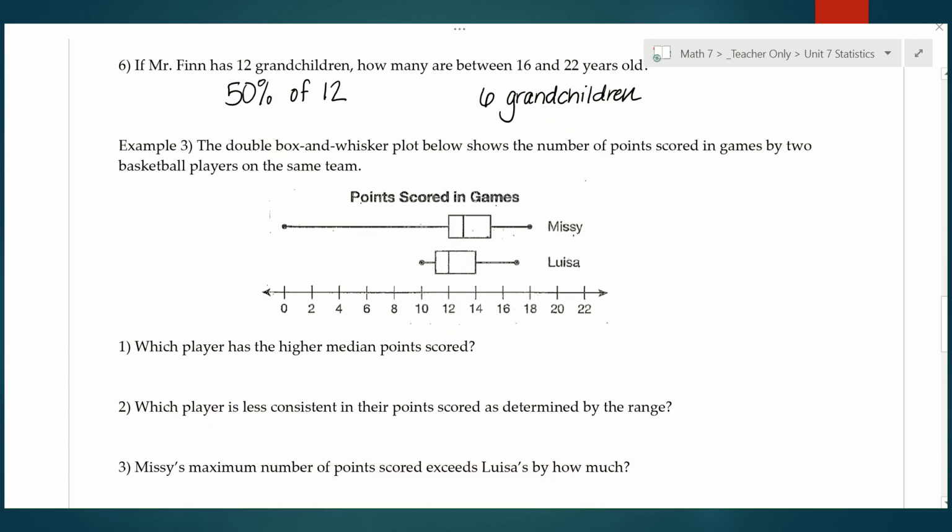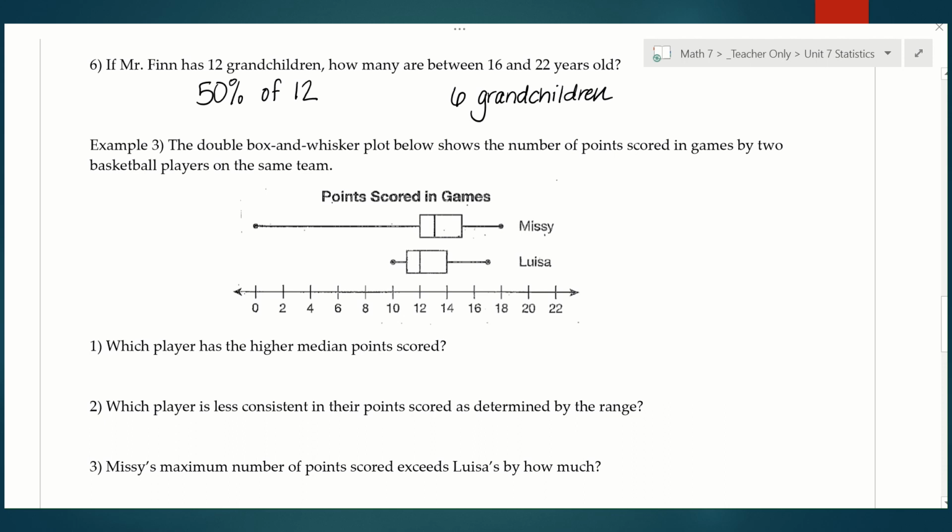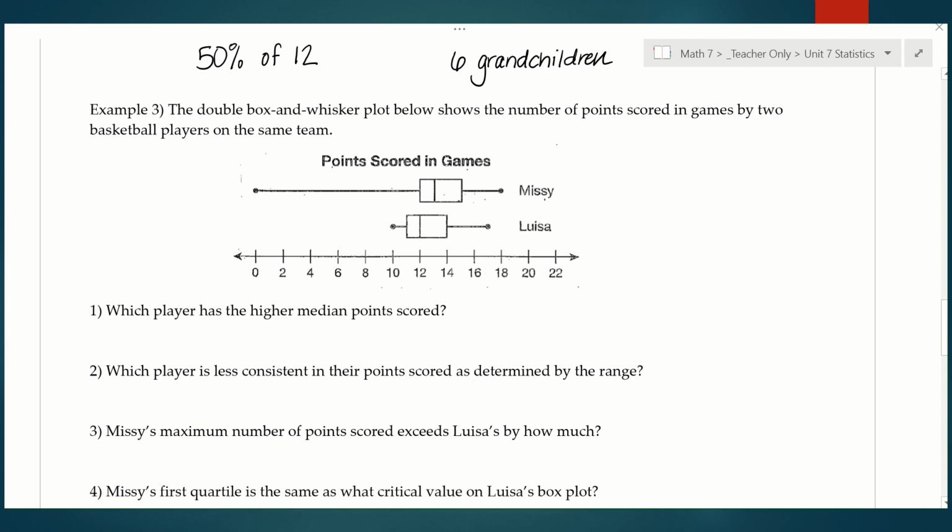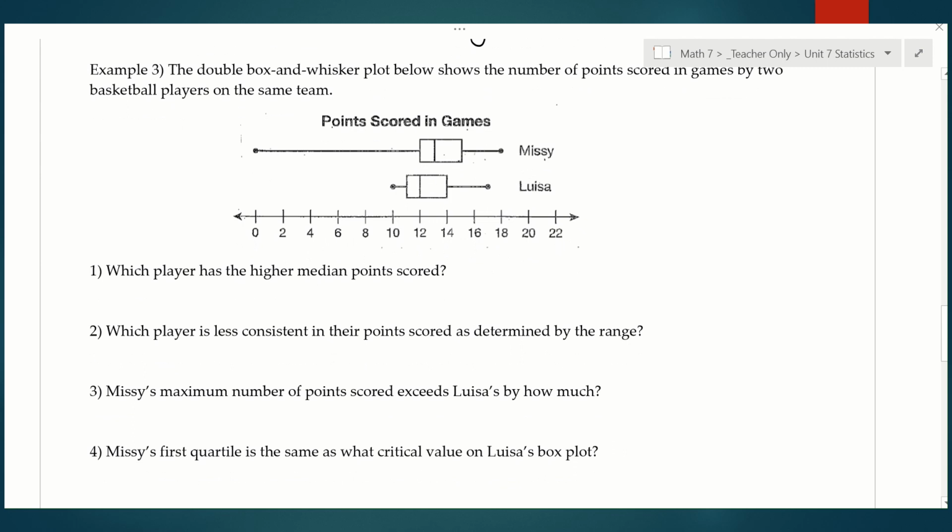Okay, example 3. Now we're looking at a double box and whisker plot, which is really just two box and whisker plots on the same number line. Okay, so the double box and whisker plot below shows the number of points scored in games by two basketball players on the same team. So we have Missy and Louisa, and number 1 says, which player has the higher median points scored?